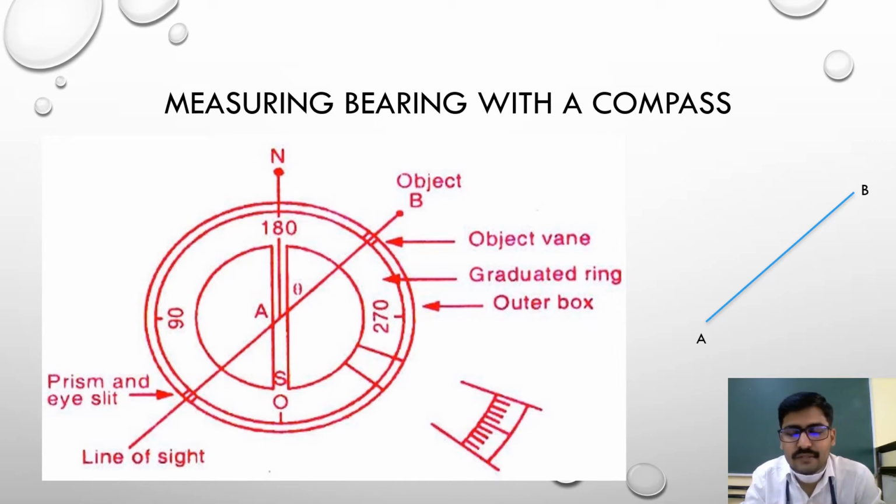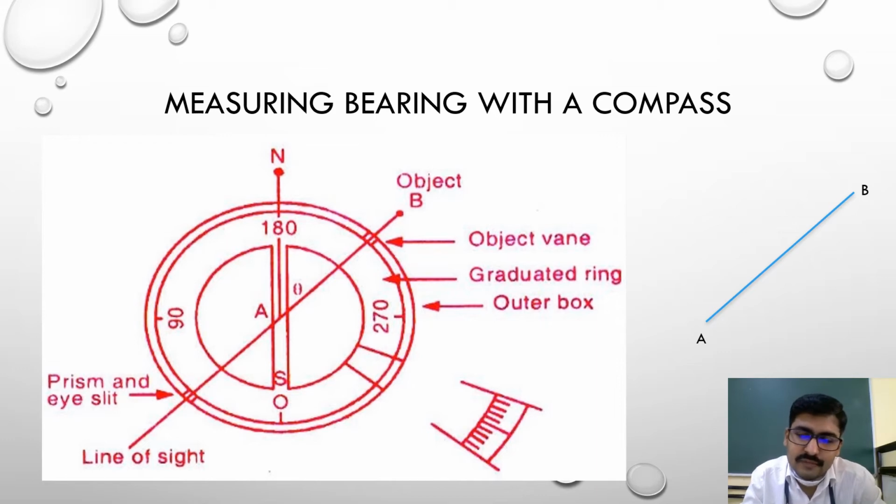Now you have kept the compass on point A and you have carried out all the temporary adjustments. Now you are supposed to keep one ranging rod on point B, because sighting will become very easy when there is a ranging rod kept. So take one ranging rod and keep it on point B. That ranging rod is supposed to be sighted through the compass.